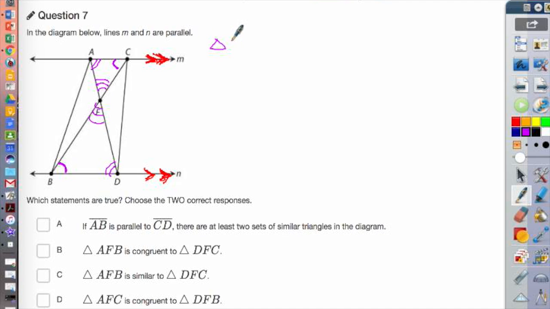Triangle ACF is not congruent to triangle DBF. However, we do know that they have a similar shape because they have 3 exact angles. So we have triangle ACF is similar to triangle DBF.